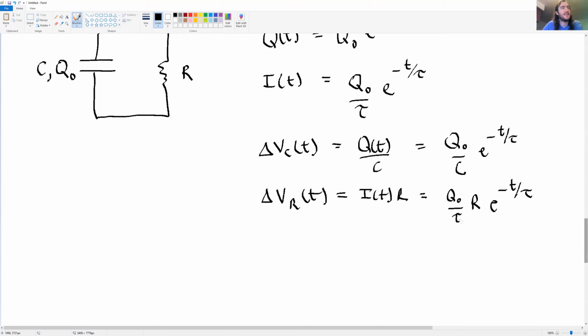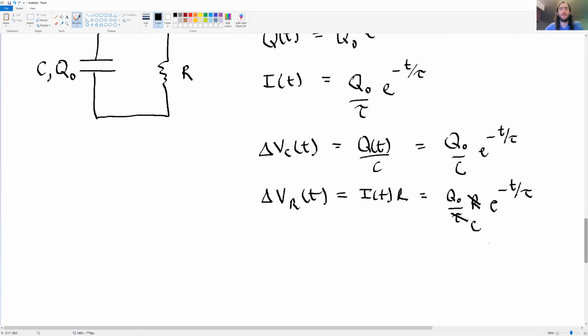But of course, you know that tau is R times C. So you could cancel the tau and the R and just leave a C in the denominator. And that again is the end of the story. That is both of the potential differences as a function of time, the current as a function of time, and the charge as a function of time for a discharging capacitor.